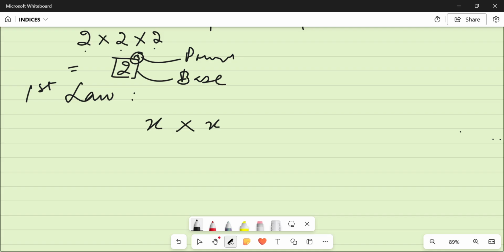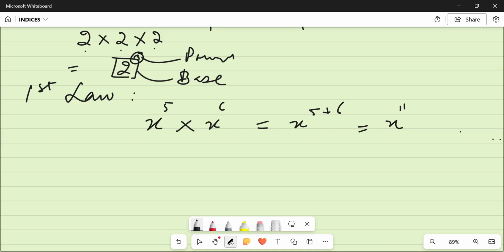The first law says that when the bases are same, like here in this example, x to the power 5 times x to the power 6, their powers are going to be added. So the first x has a power 5, and the second x has a power 6, right? So how to write down the answer? You need to take x common, because the bases are same here, and add the power. So 5 plus 6 gives you x to the power 11, right?